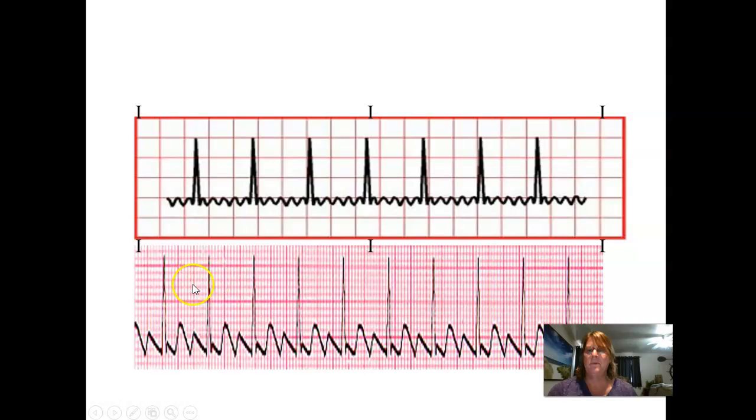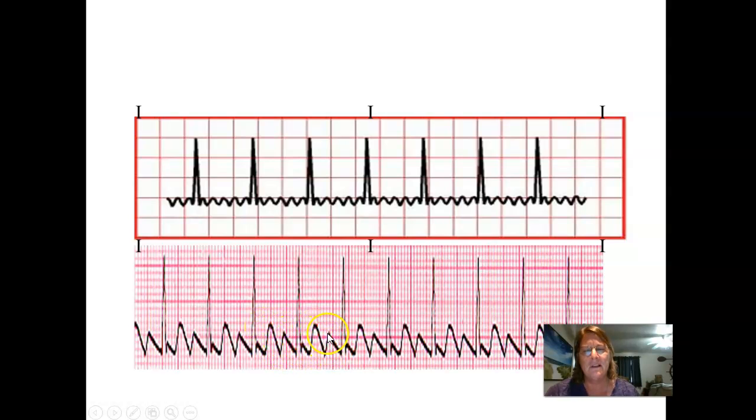Now, this example here, my R to R is regular. My rate is 1, 2, 3, 4, 5, 6, 7, 8, 9, 10. So my rate here is going to be 100. I see that I have more P waves than QRSs, but they have a really jagged edge to it.